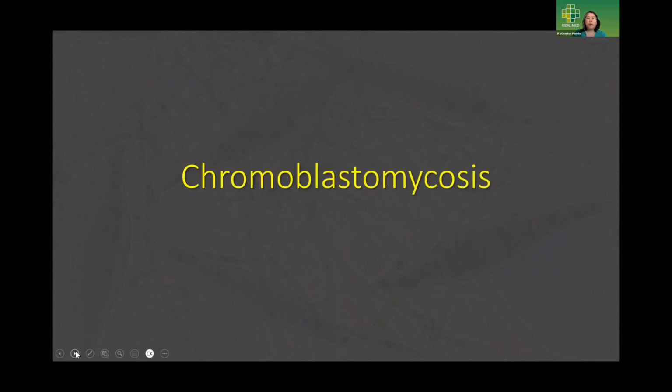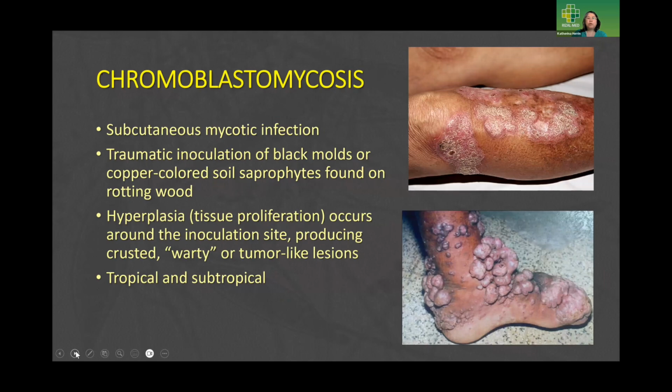Next is your chromoblastomycosis, which is usually caused by traumatic inoculation of black molds or copper-colored soil saprophytes found in rotting wood. Hyperplasia occurs around the inoculation site, producing crusted warty or tumor-like lesions. You may see these infections in tropical and subtropical climates.